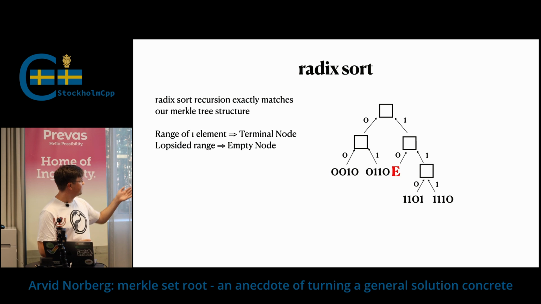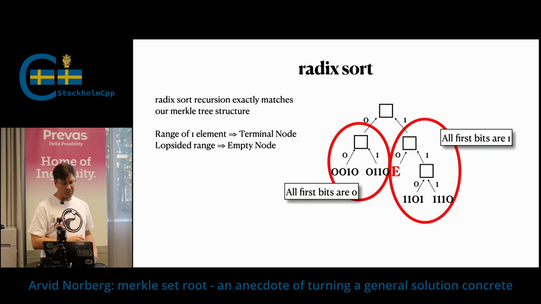Yeah, basically, right? You move items with zeros to the left, items with ones to the right, and then you keep sorting them like that. And if you end up with a range where all of the elements are either 1 or 0, then you know that you need to insert an empty node, like in the example. And when you get down to a range of 1 element, then you have a terminal node. So that's sort of the mapping.